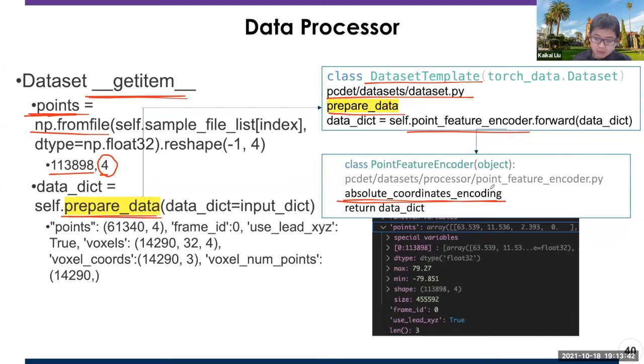So after you do this absolute coordinate encoding, the size is the same. The meaning is the same: still the total number of points, X, Y, Z in the absolute coordinate, and the intensity. So this is absolute coordinate encoding. Then finally it returns a value, a dictionary that has points.